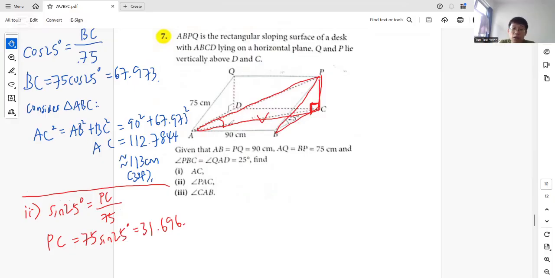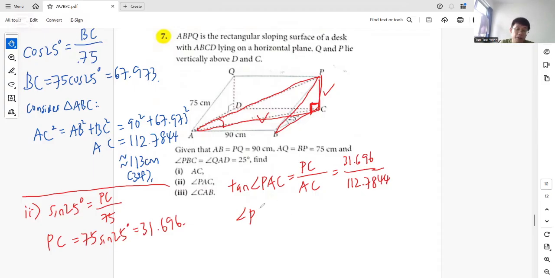All right. So now we have AC, we have PC. How do we find angle PAC? We have to use SOH CAH TOA again. So opposite over adjacent. Tangent angle PAC equals PC, opposite, over adjacent AC. So PC is 31.696 over AC, which we found in part one, is 112.7844. Please be sure to use the 5 SF figure. You cannot use 113. If not, you might have a rounding off error.